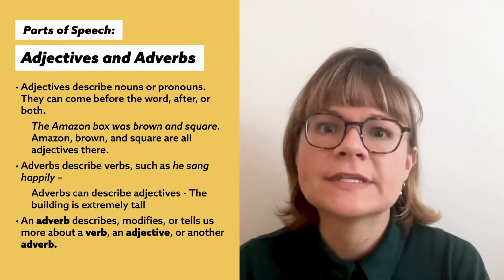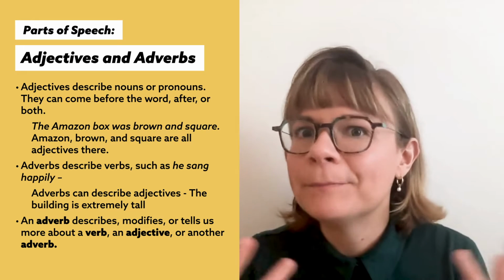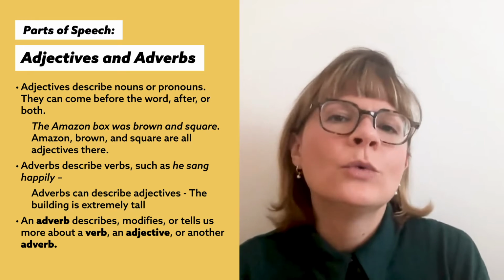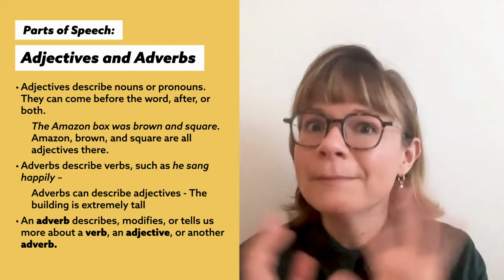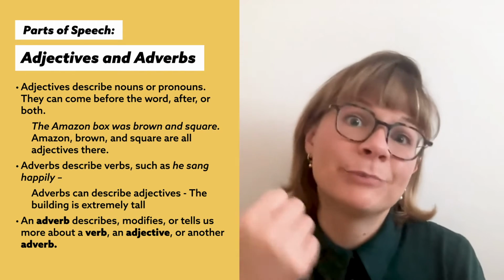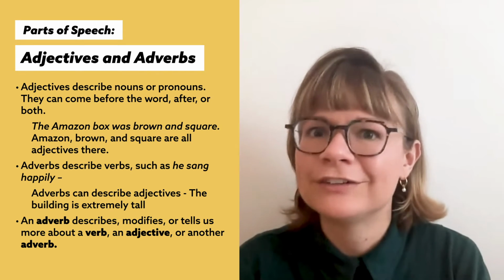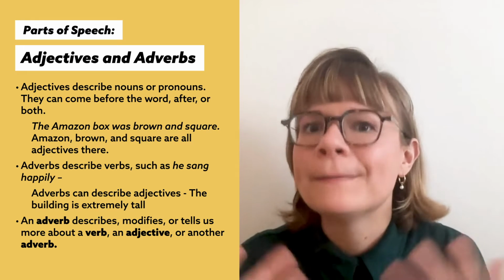Now, there will likely be some questions about our next topic, our next parts of speech, adjectives and adverbs. What's the difference between these? So adjectives describe nouns or pronouns. For example, if I say the Amazon box is brown and square, we have an adjective coming before box, so that's Amazon, and then we have brown and square. So three adjectives there to describe the noun, box.